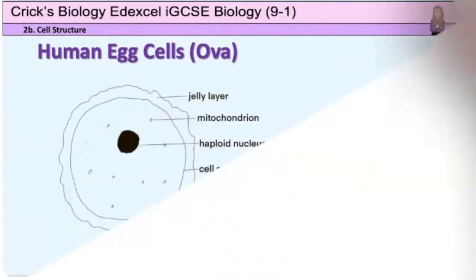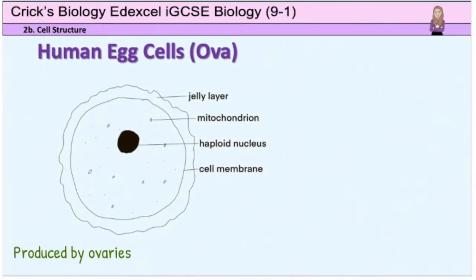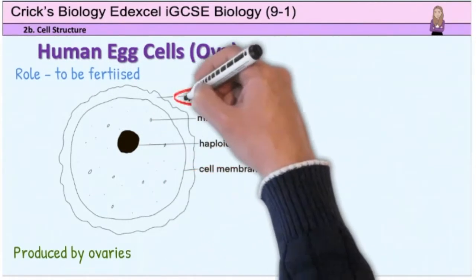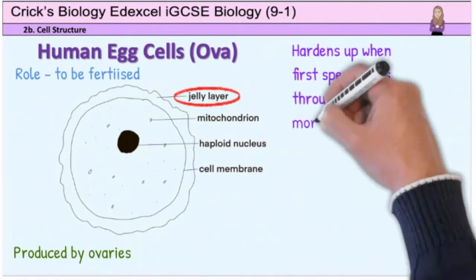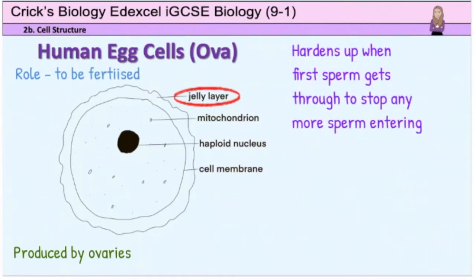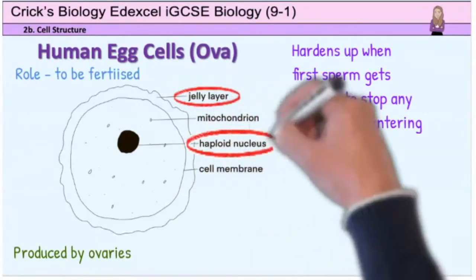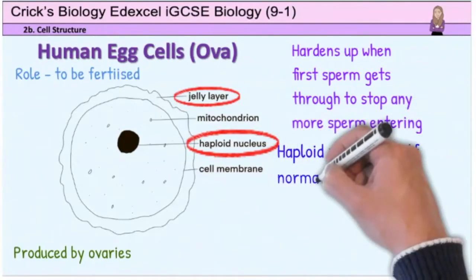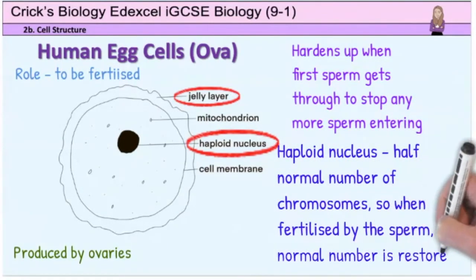Next are the egg cells, or the ova. These are produced in the ovary, and their role is to get fertilised by sperm. They have a jelly layer on the outside which hardens after the first sperm has got through, and this prevents any further sperm getting through. They also have a haploid nucleus, which means it contains half the normal number of chromosomes. This means that when they are fertilised by the sperm, the normal number of chromosomes are restored.